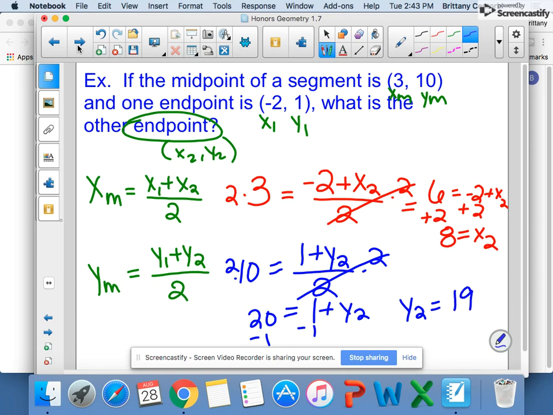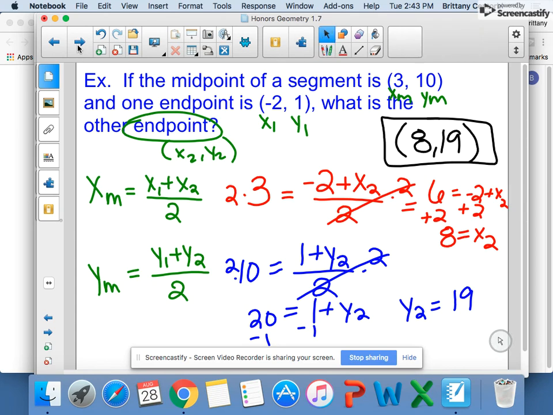And then again, we want to write our final answer as a point because it's an endpoint. So we're going to write it as an ordered pair. So we have (8, 19) would be our other endpoint. And you could always plug this right back into the midpoint formula using x1, y1, x2, and y2 now that we have that, and see if you get the midpoint.